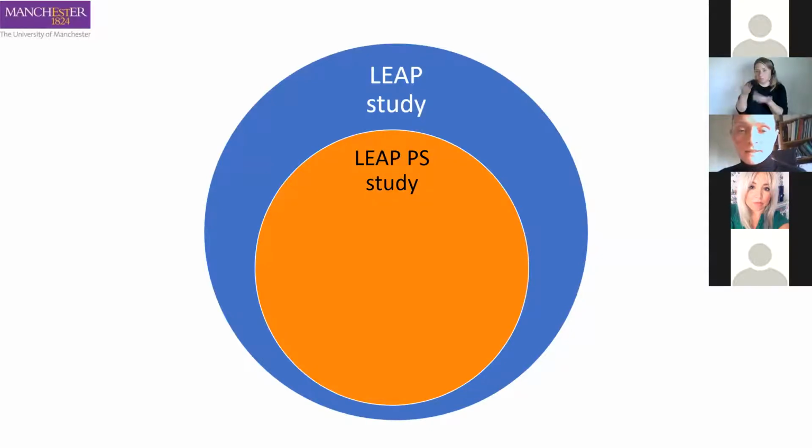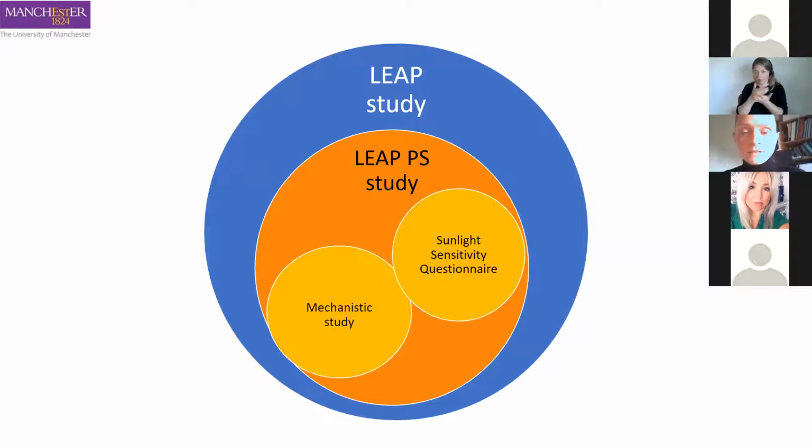The photosensitivity study, therefore, seeks to clarify, investigate, and characterize photosensitivity within these groups, and is comprised of 2 components: a sunlight sensitivity questionnaire and a mechanistic study. We will focus on the questionnaire component to date. The mechanistic study is something that we plan in the future and has not yet been undertaken.